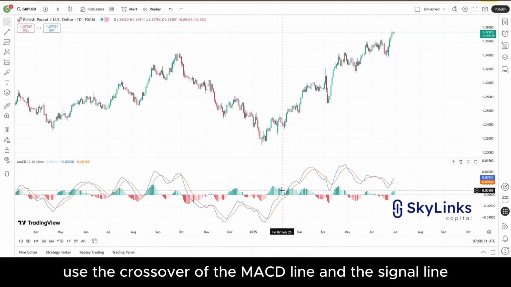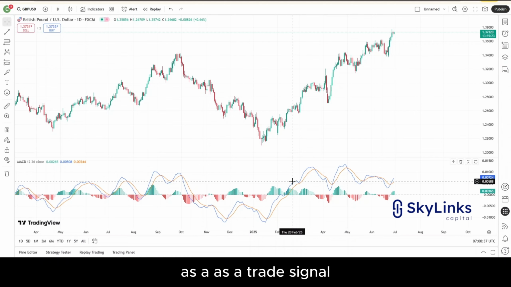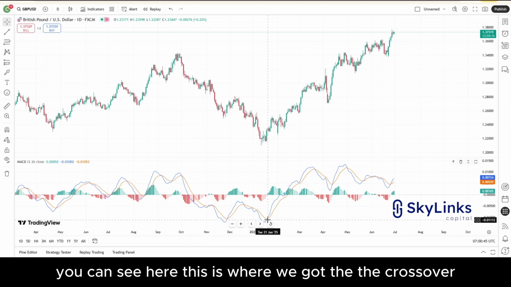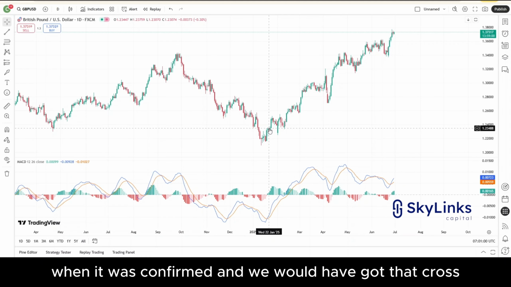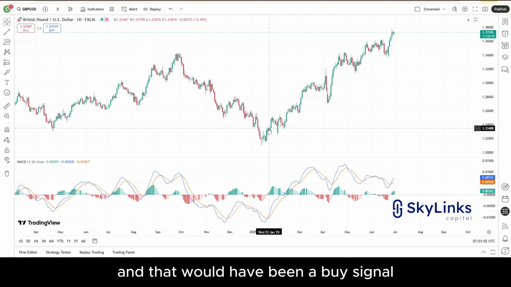You can also use the crossover of the MACD line and the signal line as a trade signal. You can see here, this is where we got the crossover. As you can see, it was lagging, so it actually came around to this red one when it was confirmed, and we would have got that cross, and that would have been a buy signal.